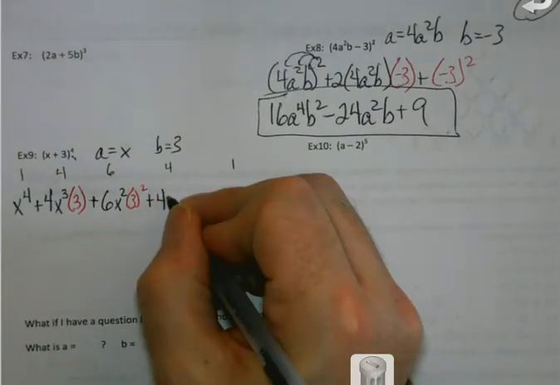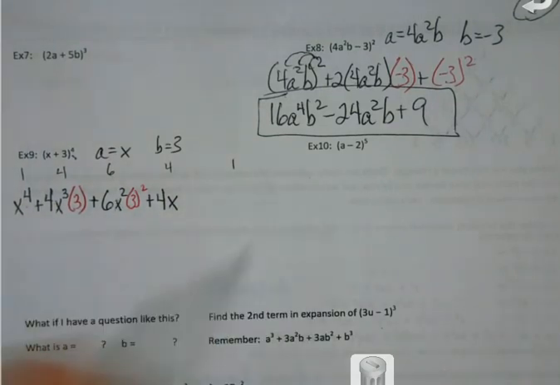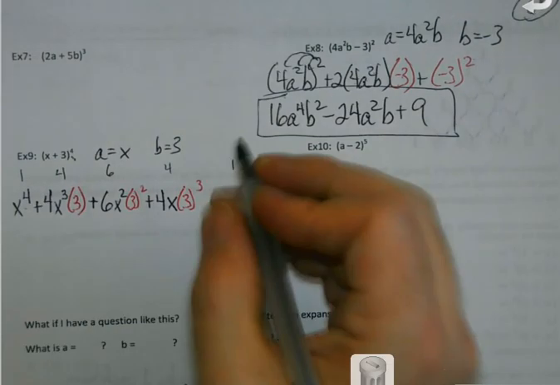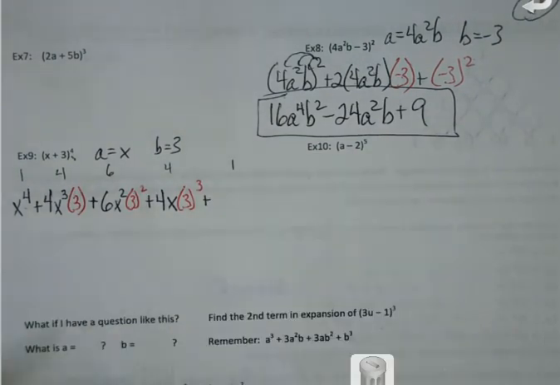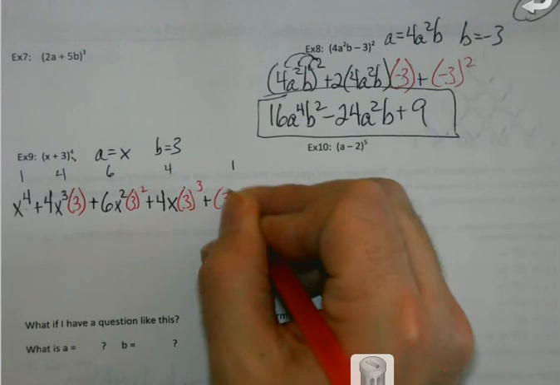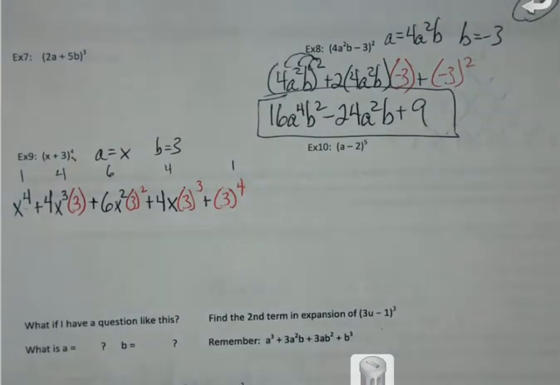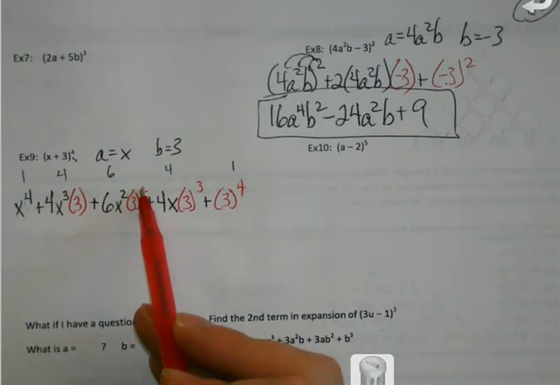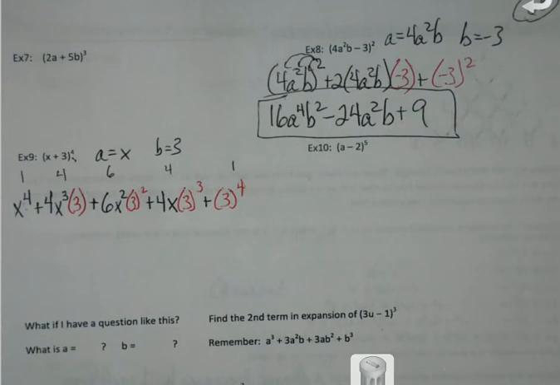Plus 4. Again, keep going down 1 with my x. Keep going up 1 with my 3. And then finally, I run out of x's and I'm to here. Now the one thing that I haven't mentioned before, which I probably should have, is notice your degree on each one in total is 4. 3 plus 1 is 4. 2 plus 2 is 4. 1 plus 3 is 4. So if you ever get mixed up, just think about, are these adding up to the right number? Yes, they are. And that'll happen every time with these.